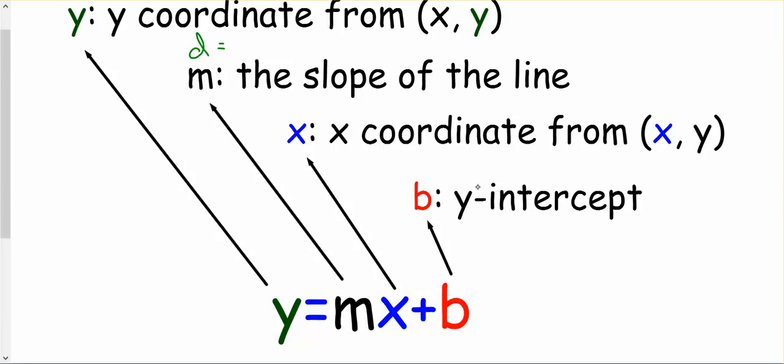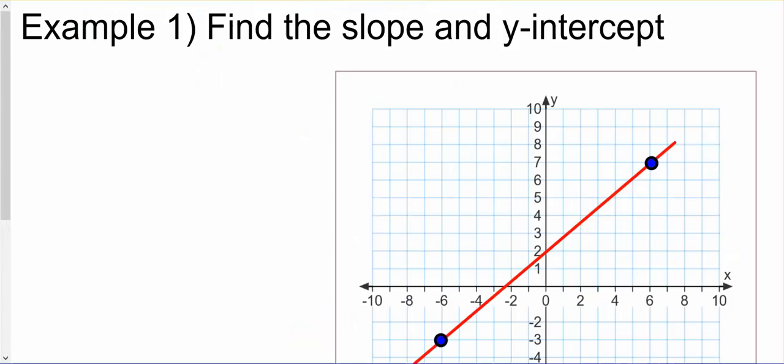And b stands for the y-intercept. That's where our line crosses the y-axis. So if I had a line here, where it meets the y-axis is b. That's the y-intercept. So find the slope and the y-intercept, our first example.